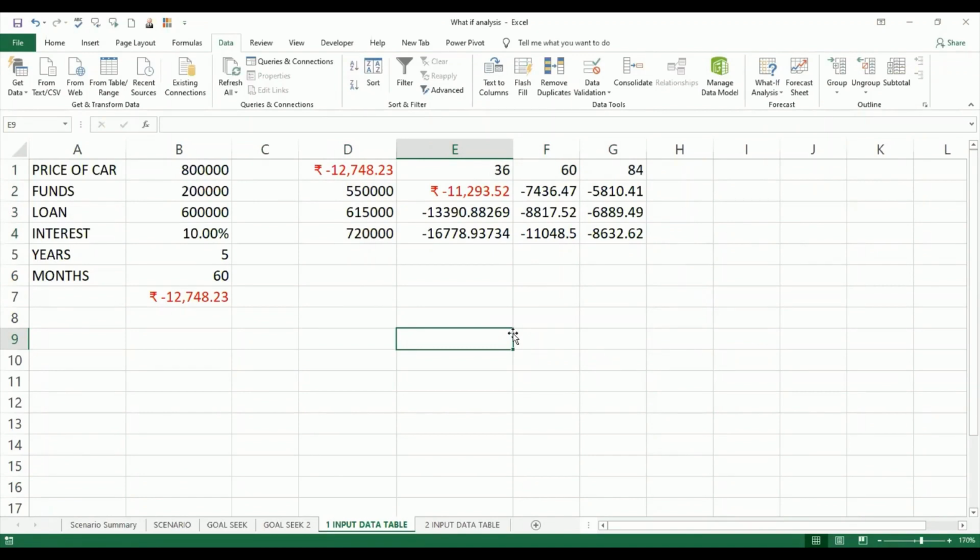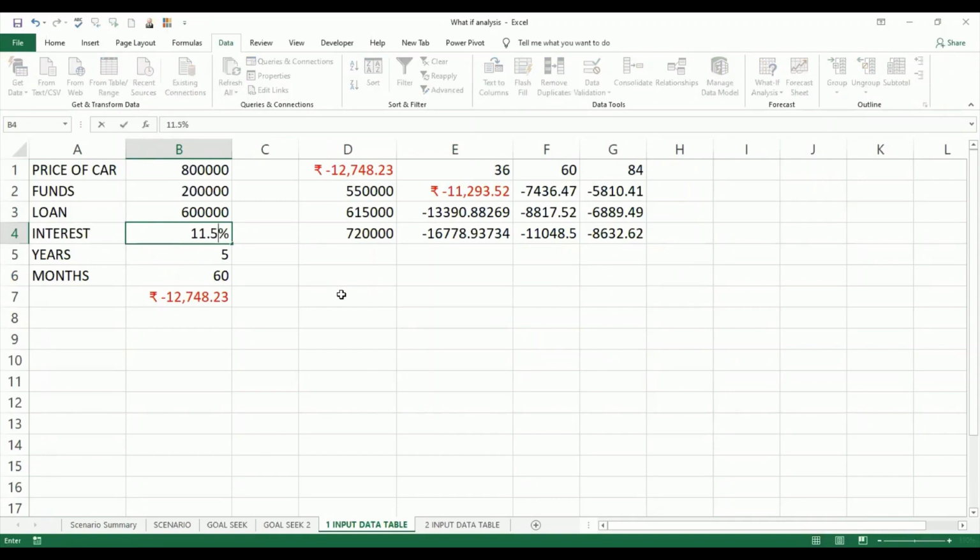So now the fun starts. And tomorrow if the bank decides to change the rate of interest, all the EMIs around here are going to change. See all my EMIs change. 36, 60, and 84.